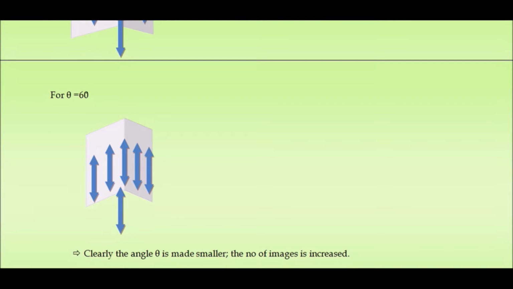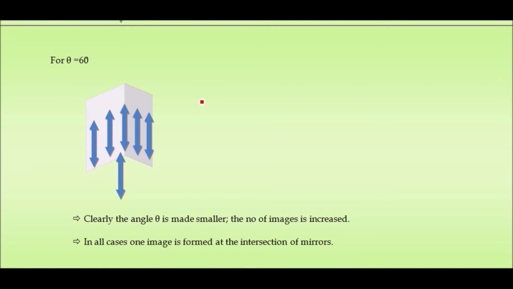Now consider the case when theta is equal to 60 degree. So when theta is equal to 60 degree, then 360 by 60 is equal to 6, and 6 is an even integer. So as it is an even integer, the number of images formed is equal to 5, and it is shown here. 2 images are formed in each plane mirror, and 1 image is formed at the intersection of these 2 plane mirrors. So the total number of images formed will be 5, and in this case we see that when 360 by theta is an even integer, the number of images formed is 360 by theta minus 1.